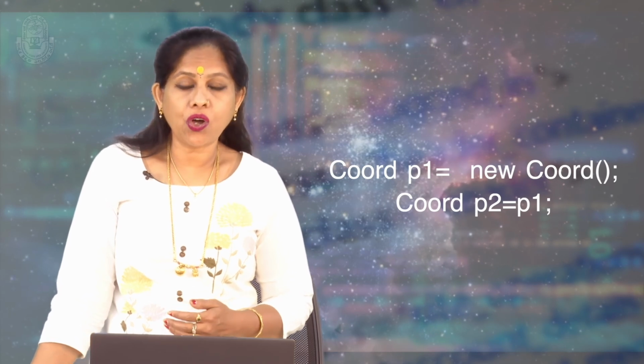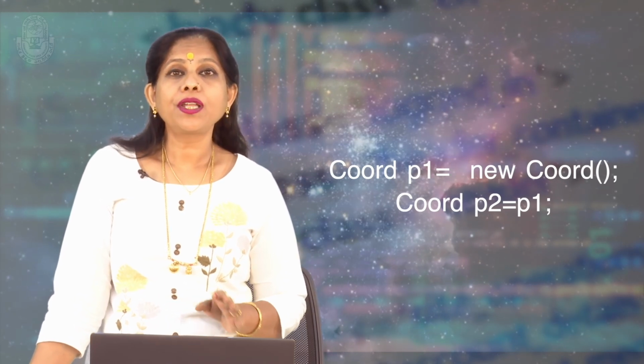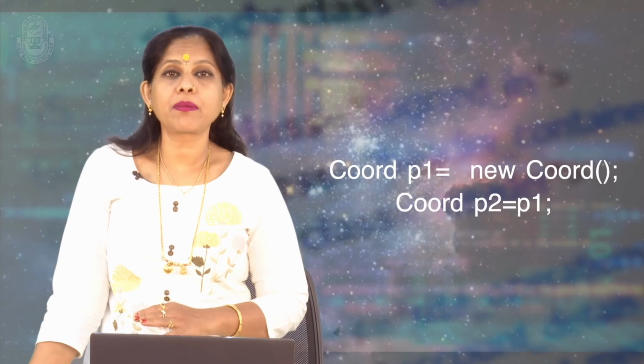Multiple references to the same object can be created. In the illustration, a single object of a class named Coord is created with two variables referencing it. Coord p1 = new Coord(); Coord p2 = p1; Any changes to the object referenced by p2 will affect the same object to which p1 is referring.